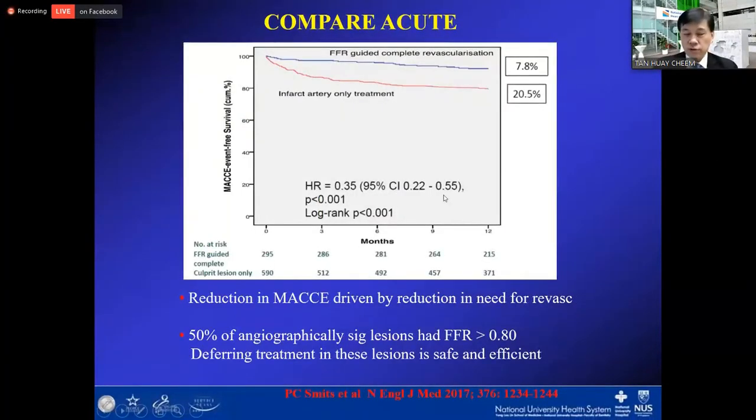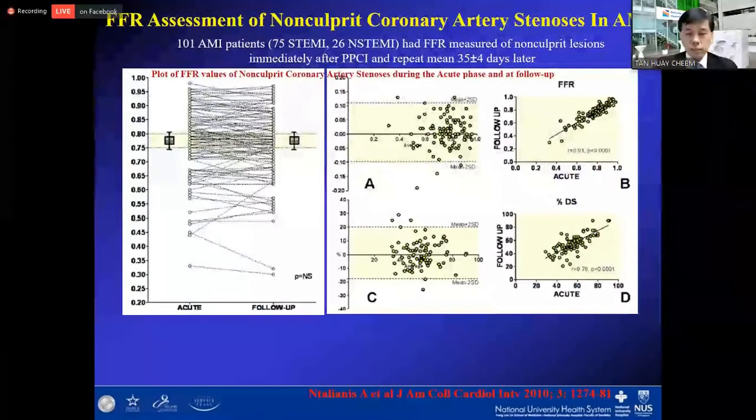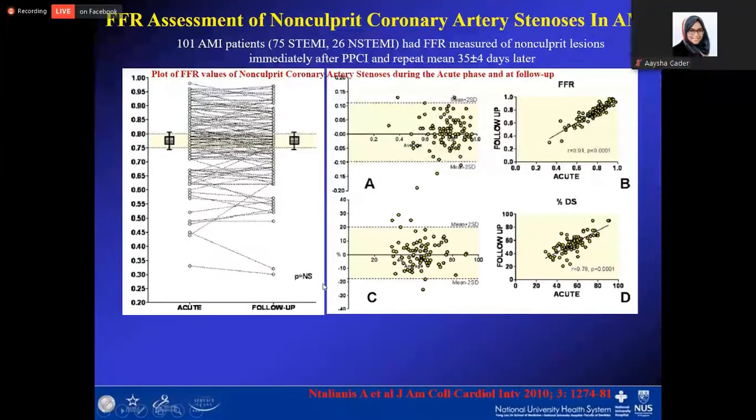And using FFR as a mode of determining whether to intervene or not was also carried out in the next trial, which is called the COMPARE-ACUTE trial. And again, in the COMPARE-ACUTE trial, the benefit in terms of reduction in MACCE was driven by a reduction in the need for revascularization. But using FFR assessment of non-culprit coronary artery stenosis in AMI, is it really that accurate?